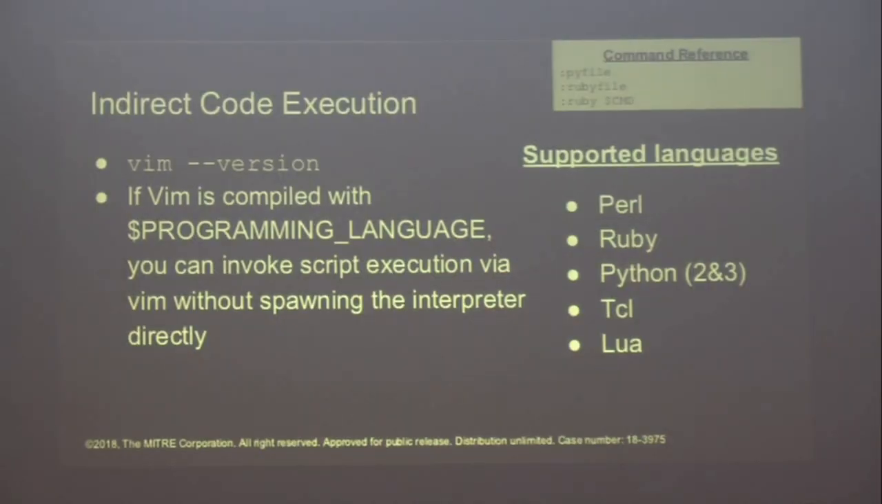Okay, so moving on from keyloggers. We're feeling pretty good there. We can start there, and let's figure out some sneakier things we can do with Vim. As I said before, with vim --version, you're going to be able to see what supported languages you can invoke through Vim. Off the bat, you usually have Perl, Ruby, Python 2 and 3, Tcl scripts, as well as Lua. With Vim on Ubuntu 18.04, you're going to have Python 3, and I believe Python 2, and just Python 3 support.